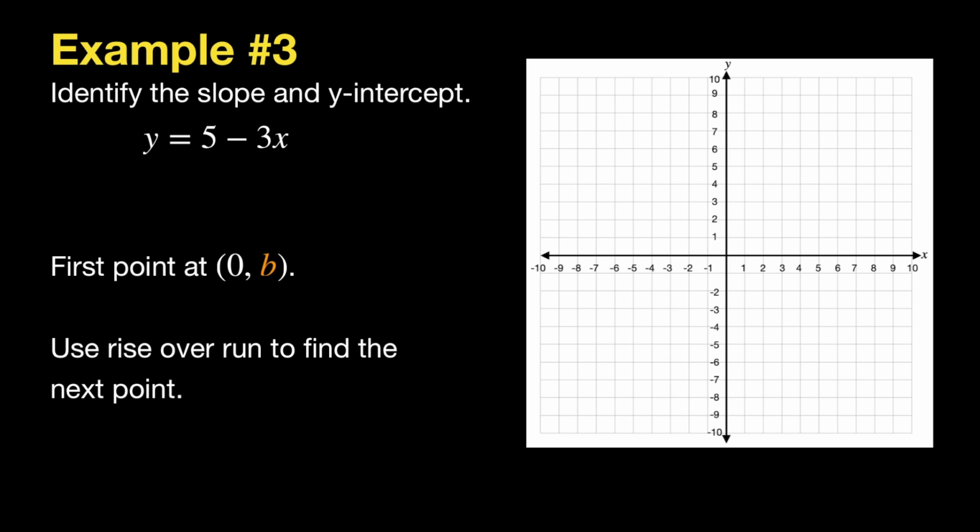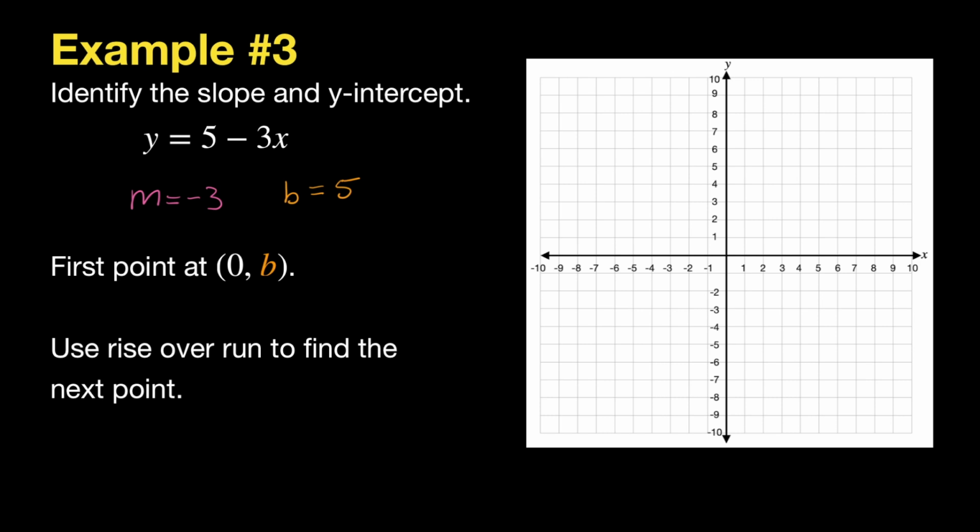In this example, we need to identify the slope and the y-intercept, but then we're going to graph it. Again, we have mentioned that the slope is going to be the coefficient of x, so the number in front of x. Even though the order is changed, this is going to be your slope, negative 3. So let's write that down. M is equal to negative 3. And your y-intercept is going to be 5. So b is equal to 5.